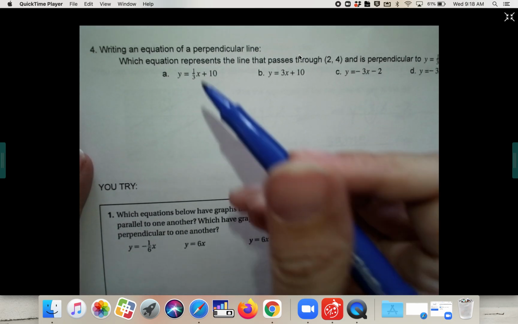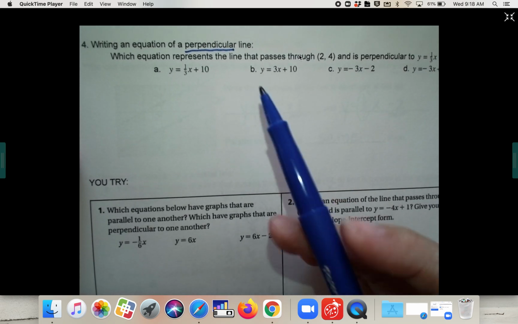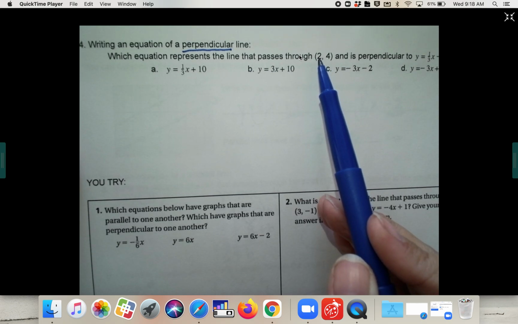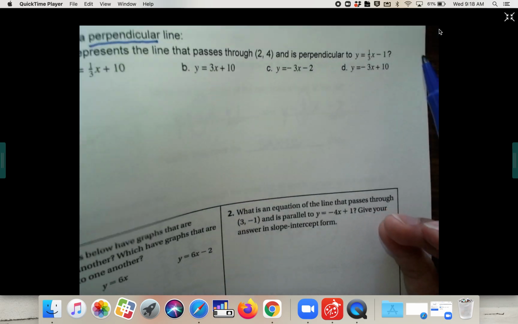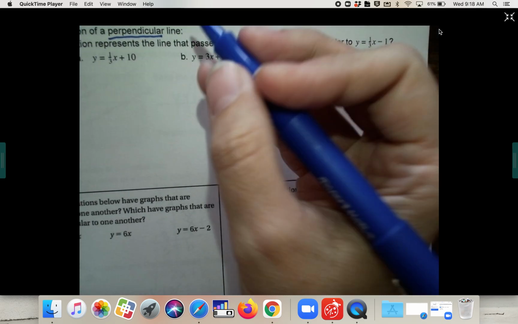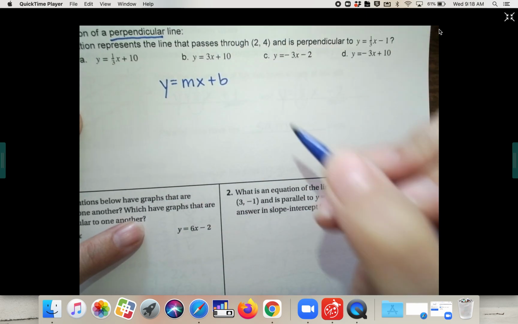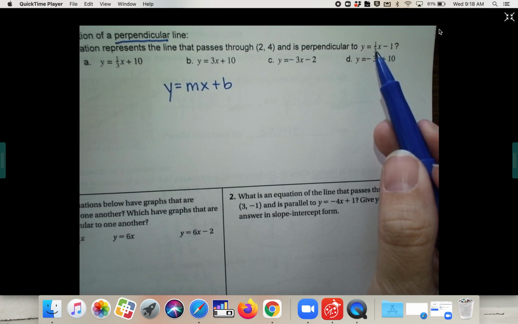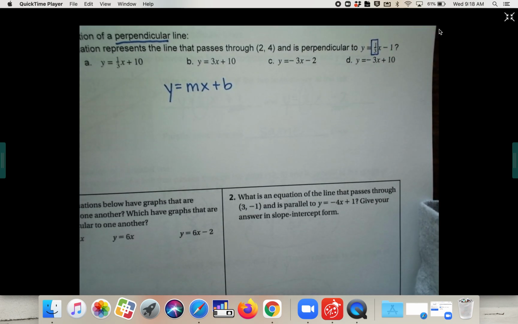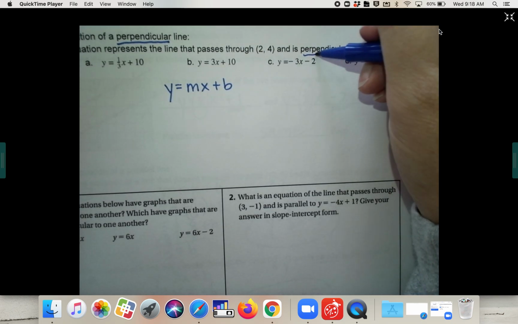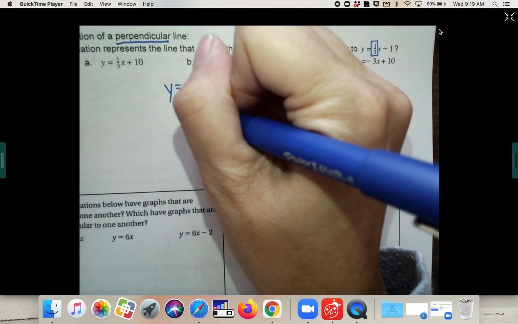Writing an equation for a perpendicular line. Remember, perpendicular is opposite reciprocal slopes. Which equation represents the line that passes through (2, 4) and is perpendicular to this? Okay, well, I would start by writing y equals mx plus b because we want it to be in slope-intercept form. And then let's look at what we need that m to actually be. If currently it is 1/3 and we want it to be perpendicular, then we want it to be opposite, which instead of positive would make it negative.